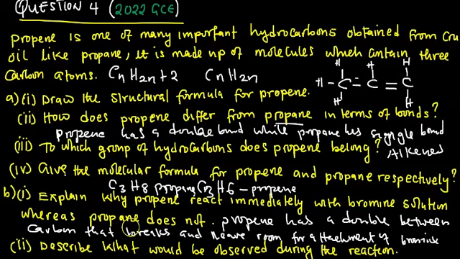Describe what would be observed during the reaction. What would be observed is the identity test for alkenes. What happens when bromine solution, bromine water, is added to alkenes? Generally, they decolorize bromine solution. So therefore, the observation is that the bromine solution will turn colorless. Okay, will turn colorless.